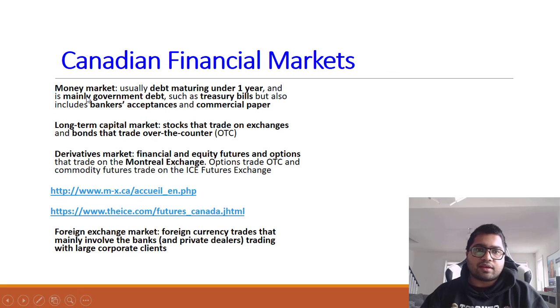Money market, usually debt maturing in less than a year, trades in the money market and is mainly government debt such as treasury bills, but also includes bankers' acceptances and commercial paper. Long-term capital market: stocks that trade on exchanges and bonds that trade over the counter. Derivative markets: financial and equity futures that trade on the Montreal Exchange, right?